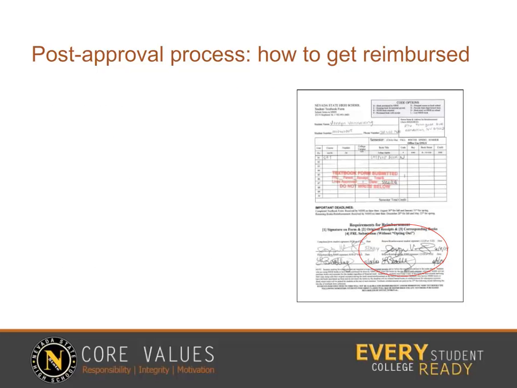This is what the textbook form looks like at the end of the post-approval process. Once you submit all your forms and books, you'll receive an amount on the form and a signature on the bottom right section of the textbook form. Your assignment here is to circle this section on your hard copy of the textbook form now. Click to the next slide when you are ready.